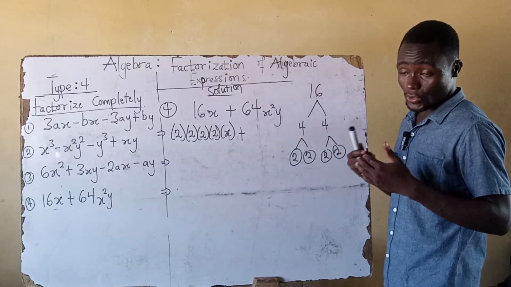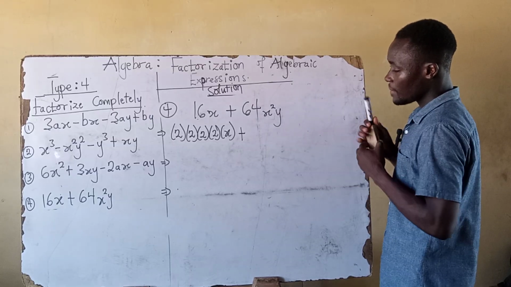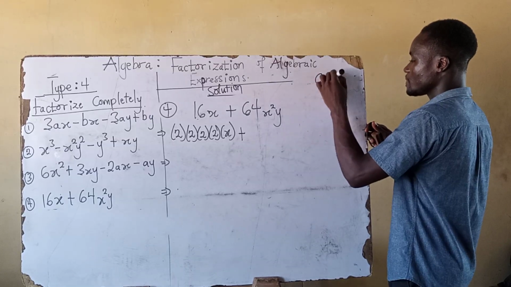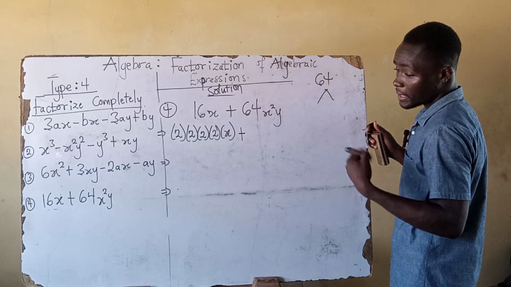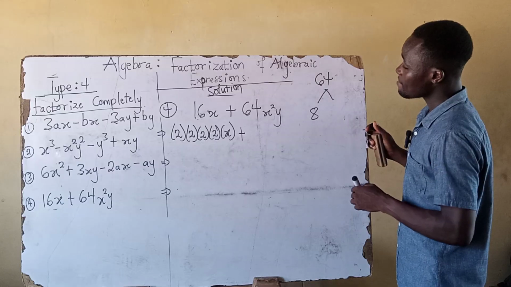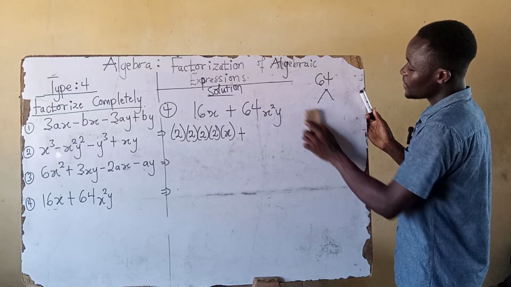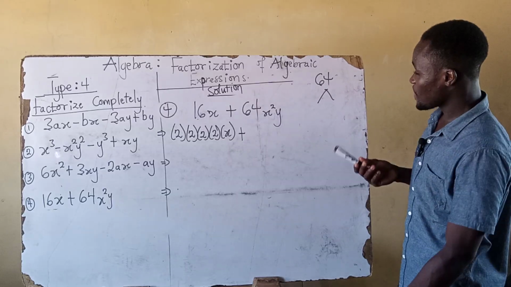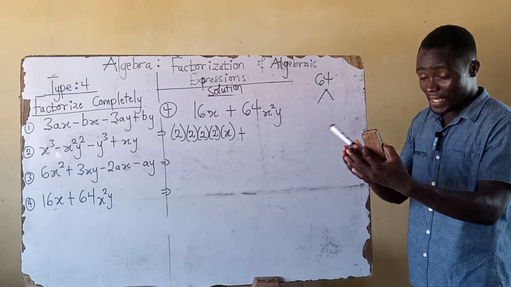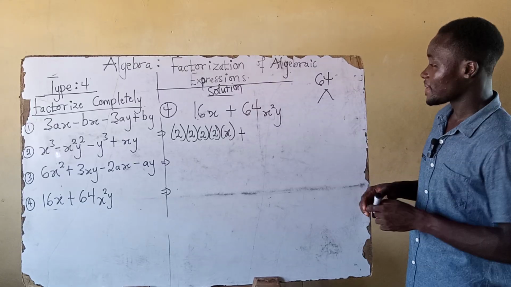So 64 is not a prime number, so I'm going to pick the factors of 64 which are prime numbers. So let's come here. 64, I can have 8. 8 times what? What two numbers, if I multiply, I'll get 64?